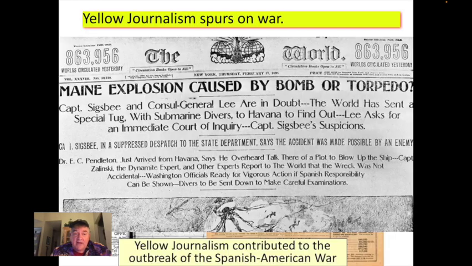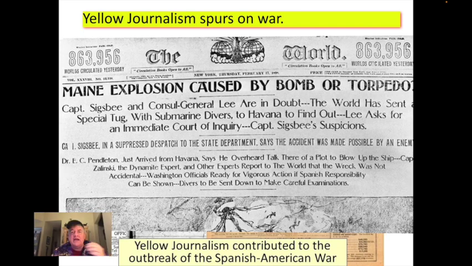Here's another headline. Maine explosion caused by bomb or torpedo. Notice how they don't have coal in there at all. It's either a bomb or a torpedo. It's got to be one of those, because obviously we have sabotage. It's not an accident. And look at this right here, that line where it says Pendleton just arrived from Havana, says he overheard talk there of a plot to blow up the ship. Did he? Did he? Well, that's why there's yellow journalism. All right, so that's going to basically egg on everybody's opinion.